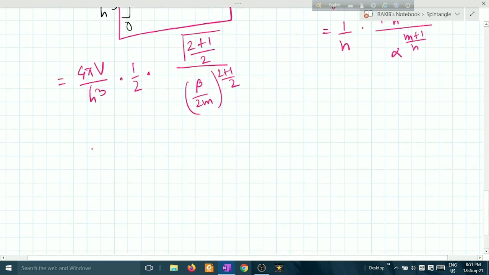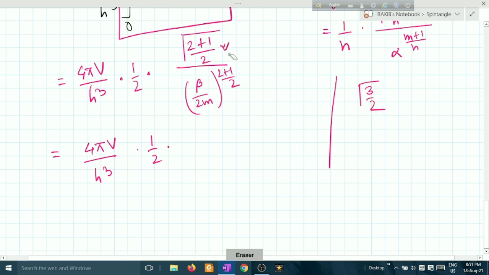Now what do we have to do? 4 pi V upon h cube, and solve this out. This is the half, and this is the gamma function, gamma 3 by 2. Gamma 3 by 2 is what? You can write this as gamma of 1 plus half.